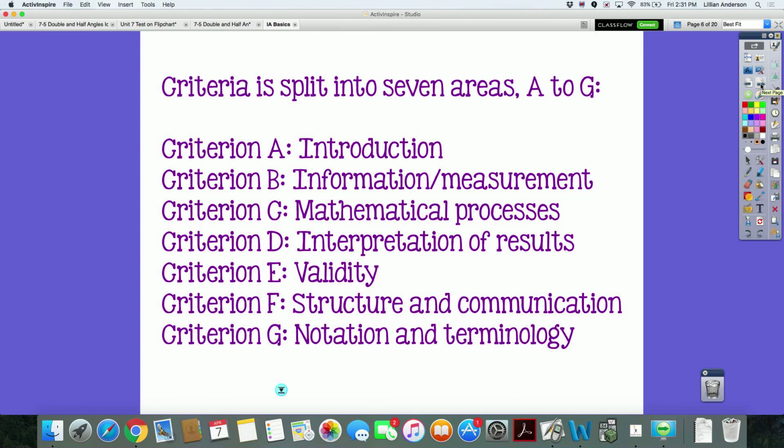So, how is your IA graded? Well, it is graded based off of 7 criteria. The first one is your introduction. The second one is information and measurement. The third is your mathematical processes. The fourth is interpretation of the results. The fifth is validity. The sixth is structure and communication. And the seventh is notation and terminology.